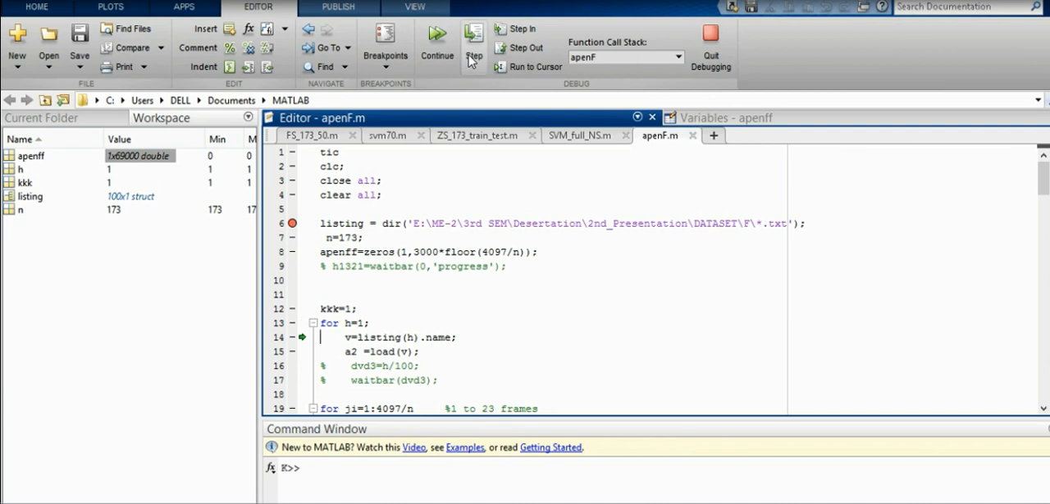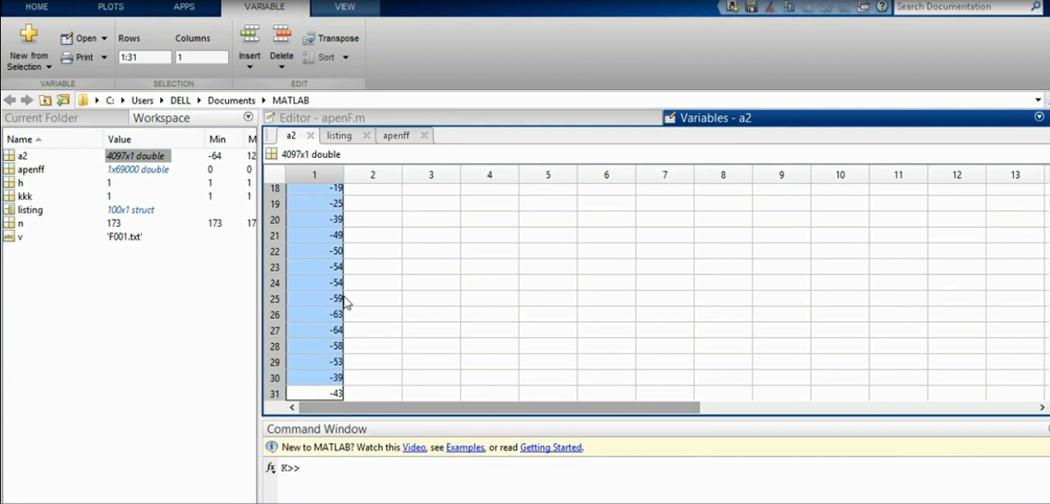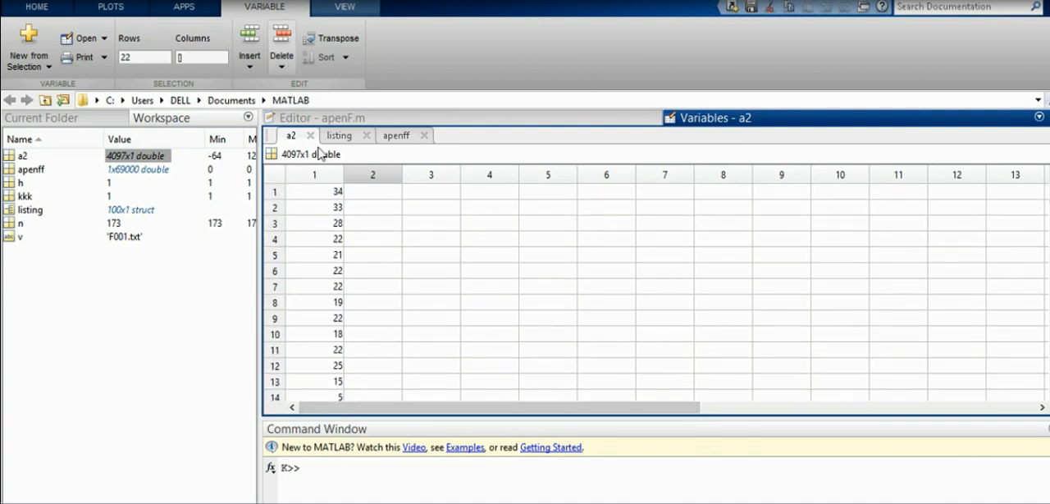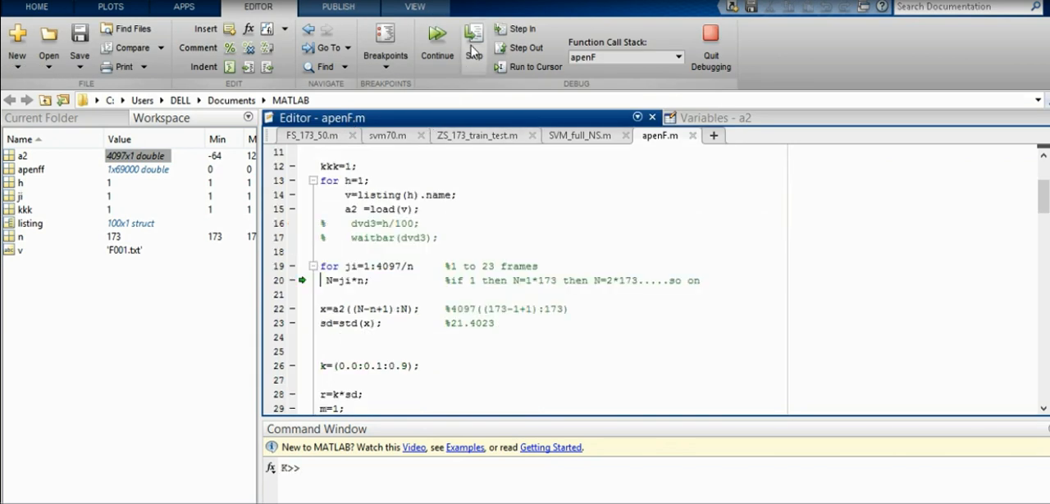Then here it shows that we list all data sets. F001 contains 4097 samples. So by using load we can call all 4097 sample values. Here it shows that we call the F001 file, and it contains 4097 values. This is shown in the variable file. Then by using this loop we can divide into frames.